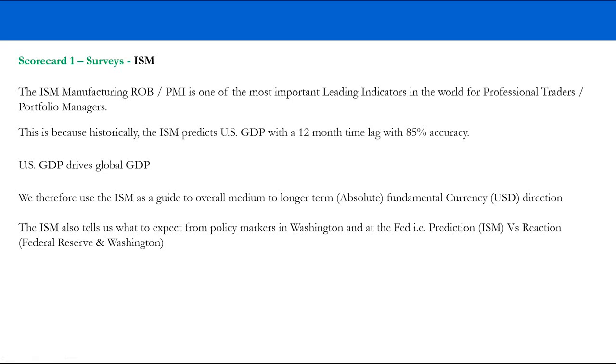Now, if you want to look further into the ISM Manufacturing Index, you can obviously go online. It's all publicly available information. You can download the data yourself. We've given you the link there to the ISM. You can play around with the data. You can look at the makeup of the ISM.